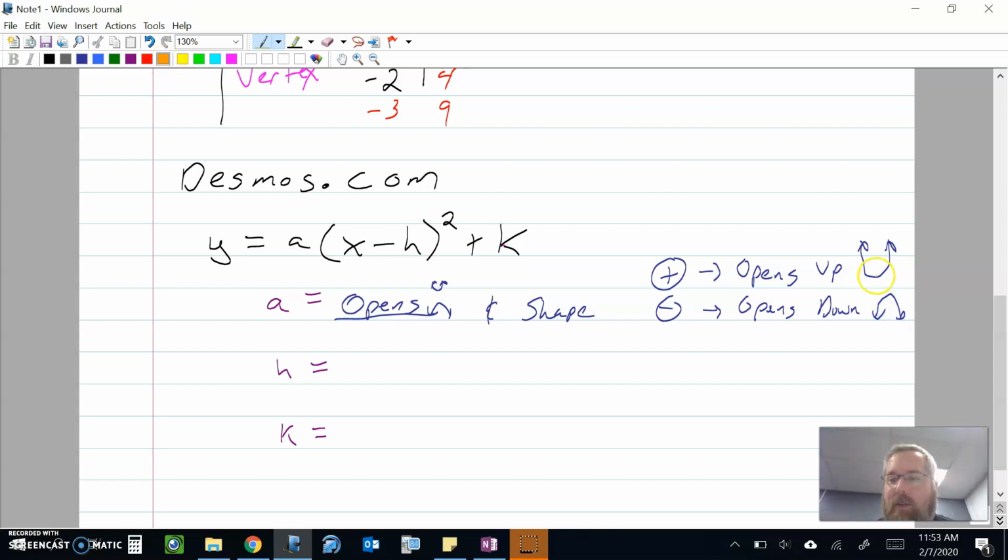Now, this point here, if it opens up, this point is a minimum. But if it opens down, this point is that's a tip-top point, right? That's a tippity-top. That would be a maximum. We'll explore that later. More about that in just a minute.